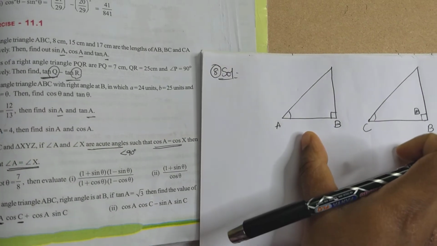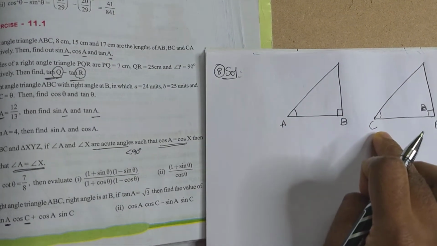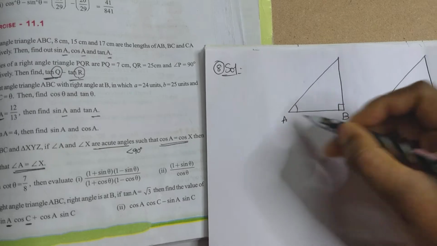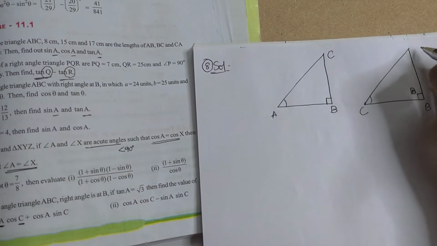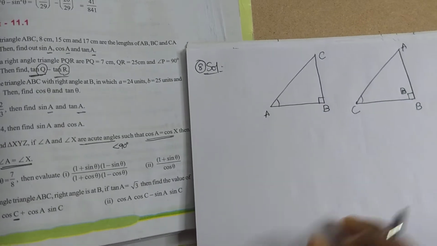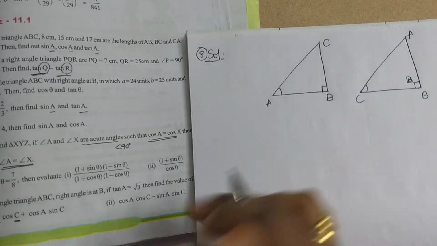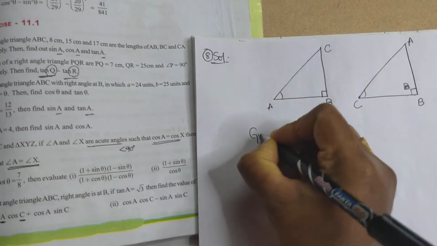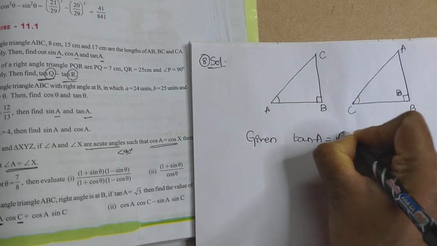So, two triangles I have taken. One with angle A as reference and the other with C as reference. If one is AB, the third vertex will be C. If one is CB, the third vertex will be A. So here two triangles I have taken. So given that tan A equals root 3. Correct? Given tan A equals root 3.